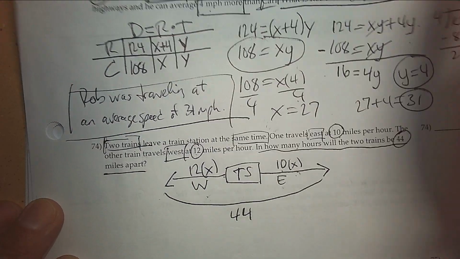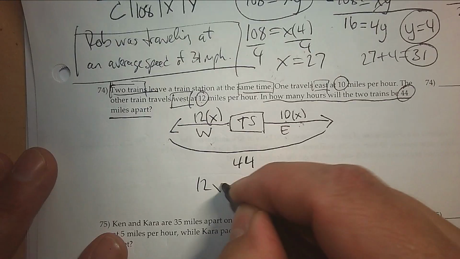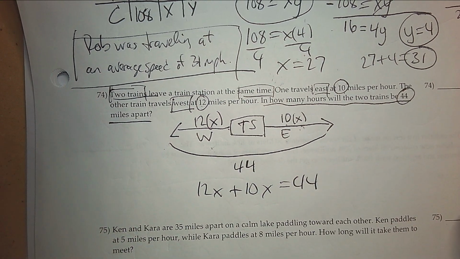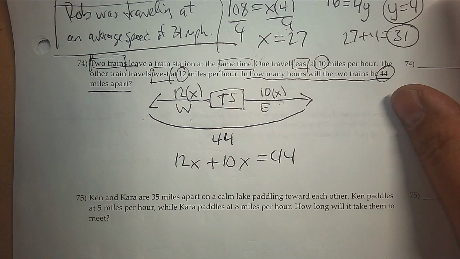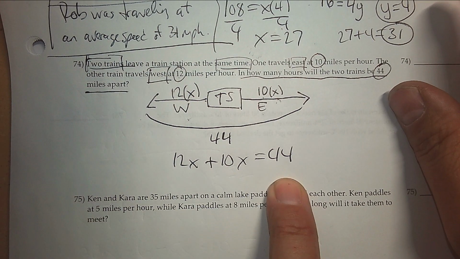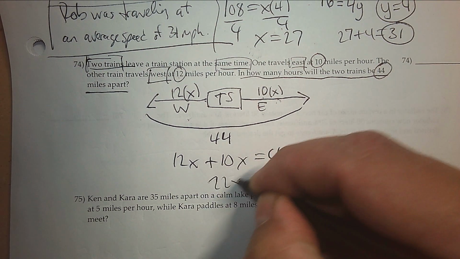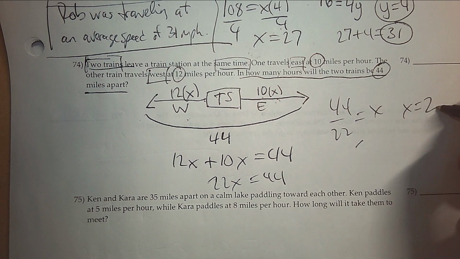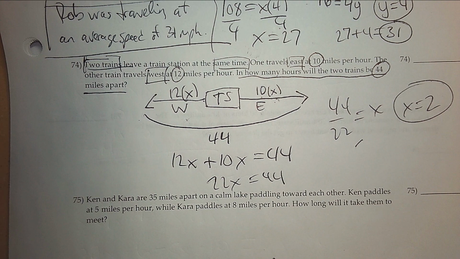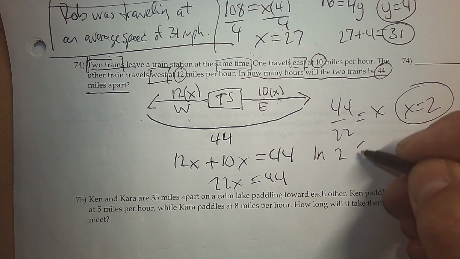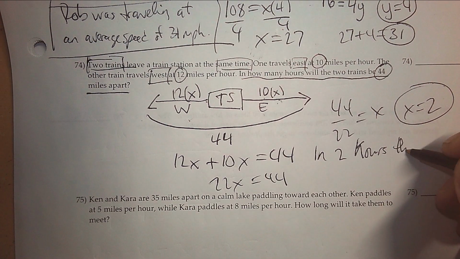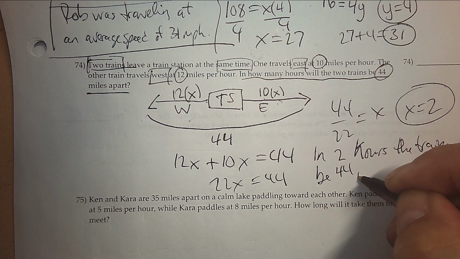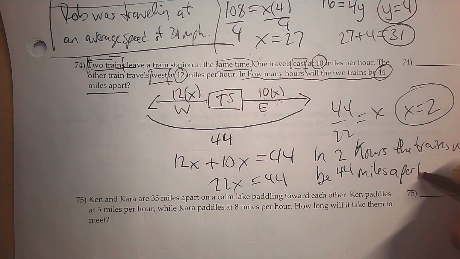So to put an equation together, if you went 12x plus 10x, that would equal 44. Both trains going separately. So together, when I add them together, it needs to equal 44. So 22, divide by 22, and the answer is... So in how many hours will they be 44 miles apart? And the answer is in 2 hours. The trains will be 44 miles apart.